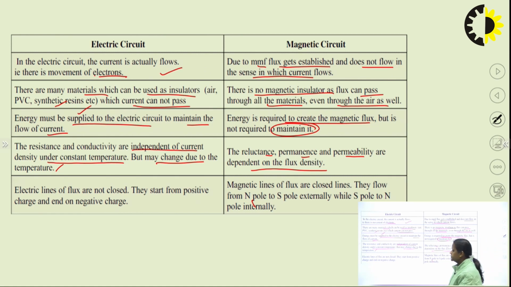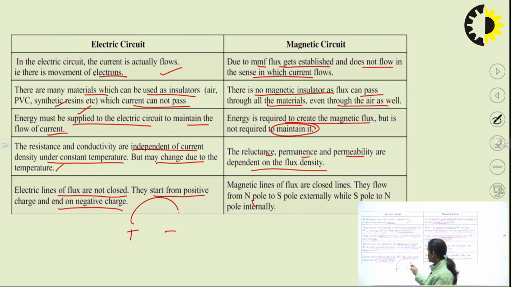Then electric lines of flux are not closed. Why are they not closed? Because they start from positive charge and end on negative charge. We know that current starts from the positive charge and terminates at the negative charge.